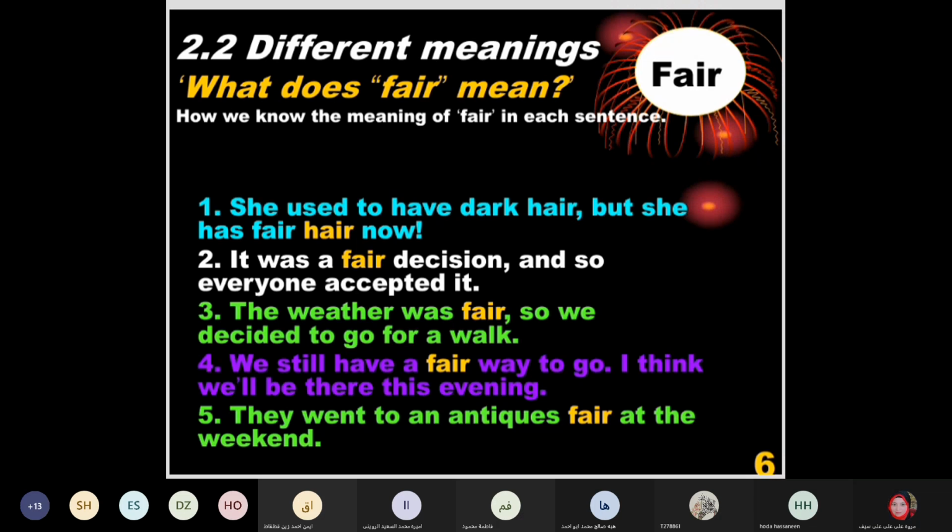Think again. Okay, who is it? Mrs. Amira, I guess. Yes, I know from the voice. A long way. That's it, a long way. So we still have a long way, or a considerable way, to go. I think we will be there this evening. Yeah, very good. What about number 5?